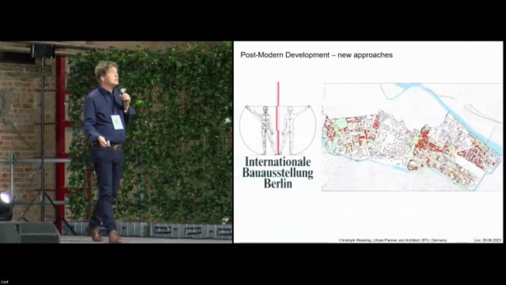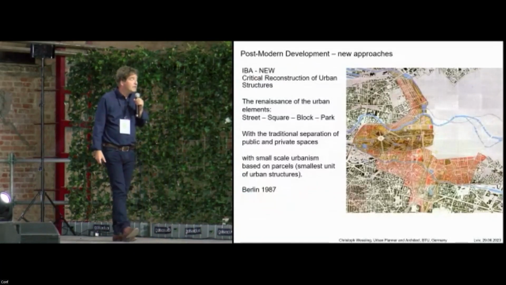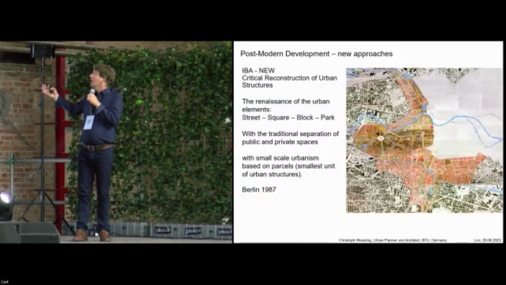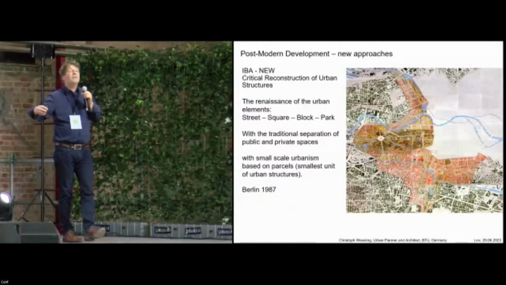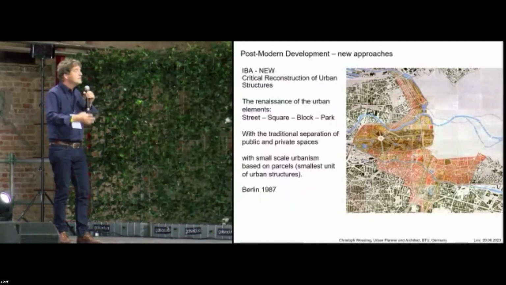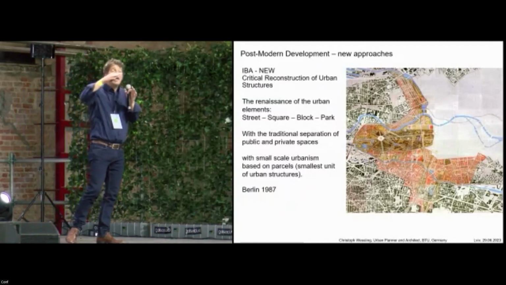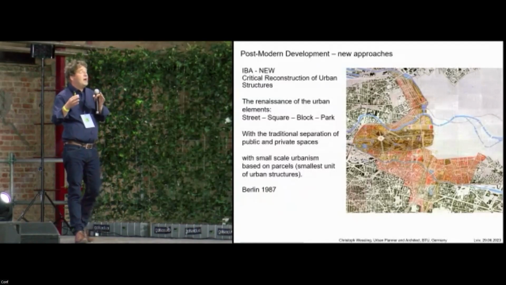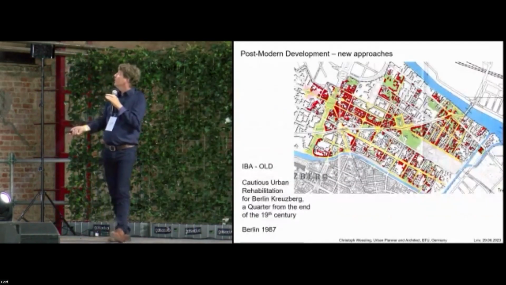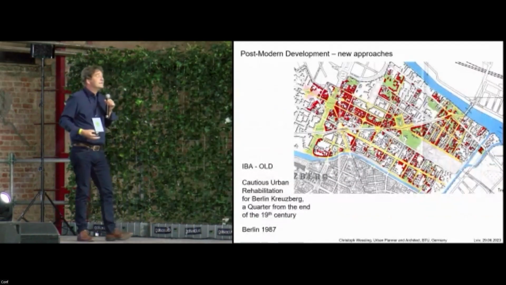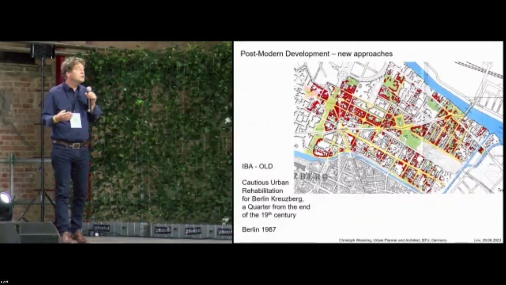And in this international building exhibition, there were two parts. It was the International Building Exhibition New, with a guideline of the critical reconstruction of the traditional urban fabric, with a clear separation of streets, public parks, places, and on the other hand, buildings, fields with separated parcels with individual housing typologies. And there was the approach of dealing with the historic quarters, following the idea of a cautious rehabilitation.